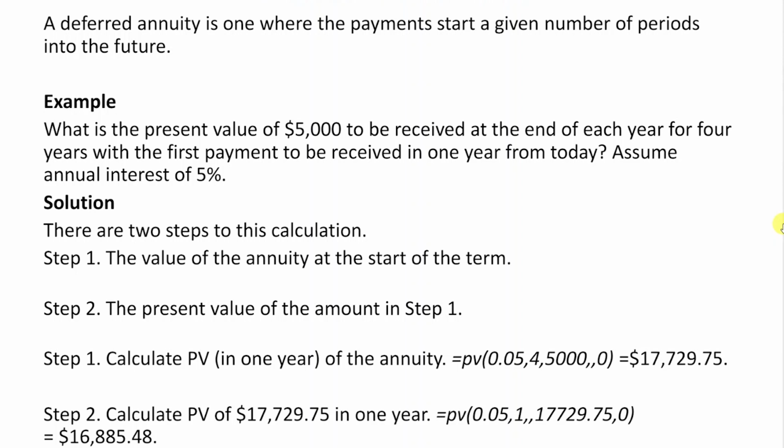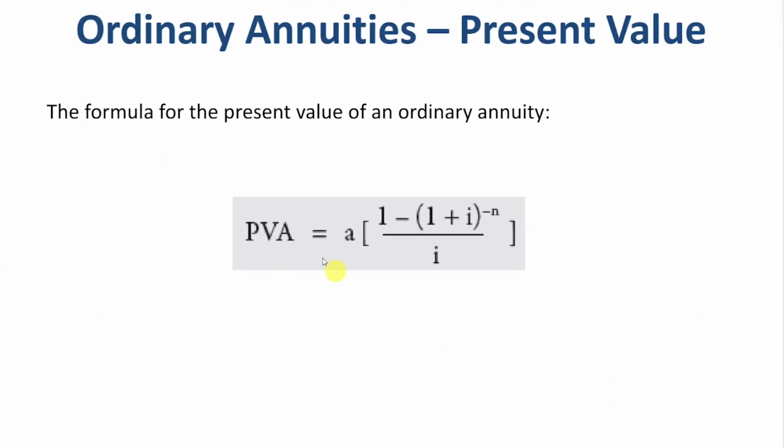So what is the present value of $5,000 to be received at the end of each year for 4 years, with the first payment to be received in 1 year from today? Assume an annual interest rate of 5%. In here, the slides actually show you using a formula. But I can show you an alternative way, which is to use the formula here.